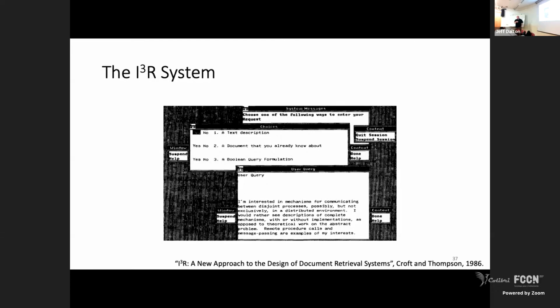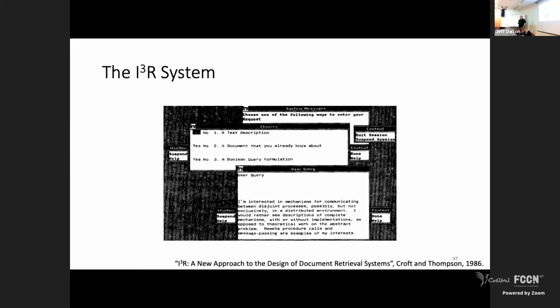And you can see here a natural query: I'm interested in mechanisms for communicating between disjoint processes, possibly but not exclusively in a distributed environment. I would rather see descriptions of complete mechanisms with or without implementations as opposed to theoretical work, and so on. It continues. It's a long natural language query that's meant for an expert.